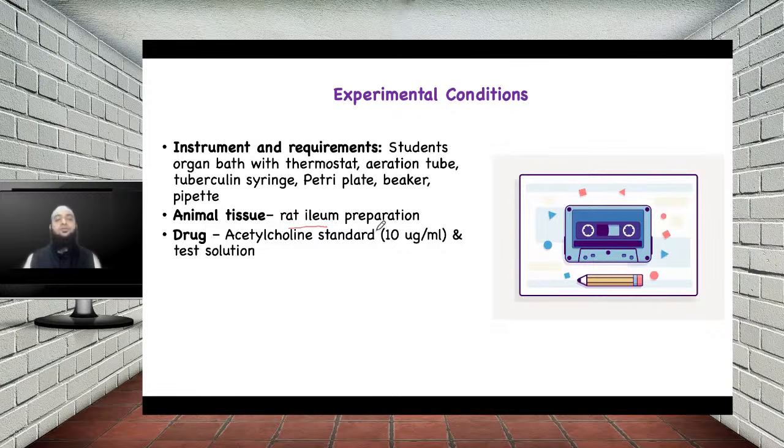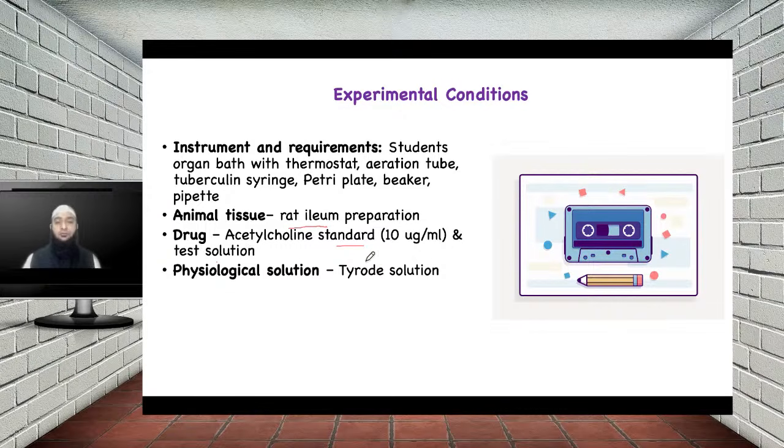The drug we are using is acetylcholine standard. We need 10 microgram per ml, and a test solution is also needed. So the standard concentration is known, that is 10 microgram per ml, whereas the concentration of the test solution is not known, and that we are going to determine by using 4-point bioassay.